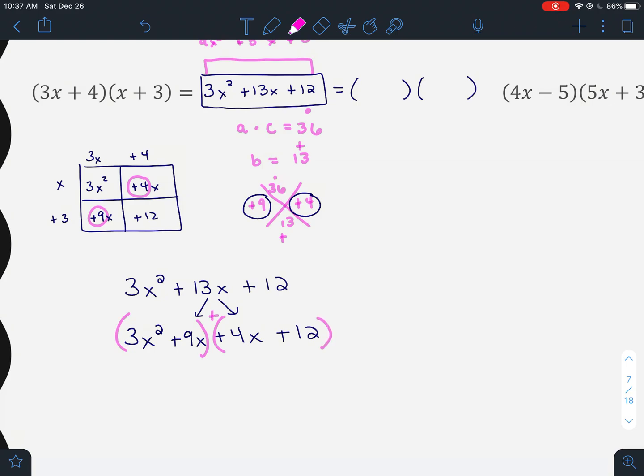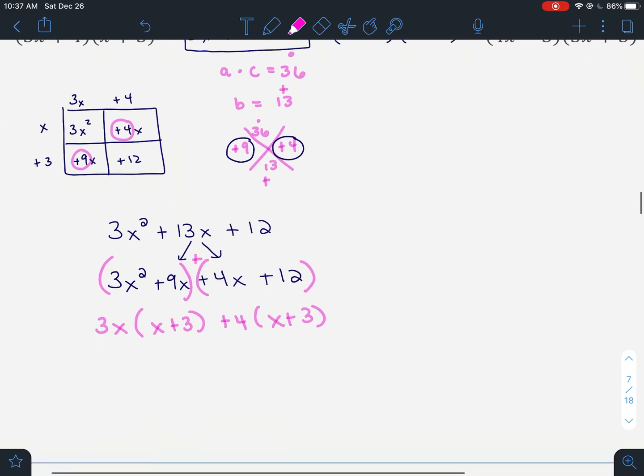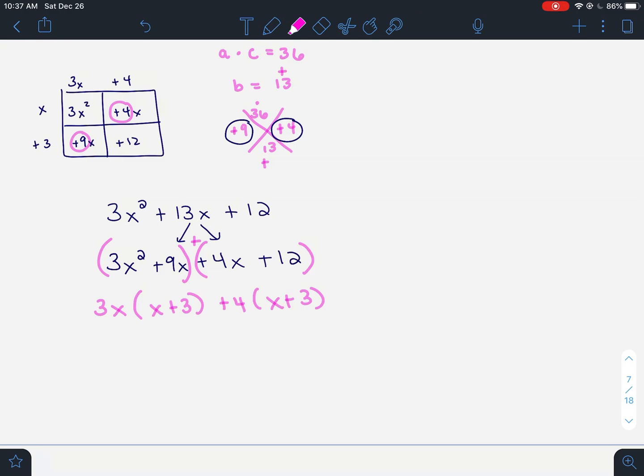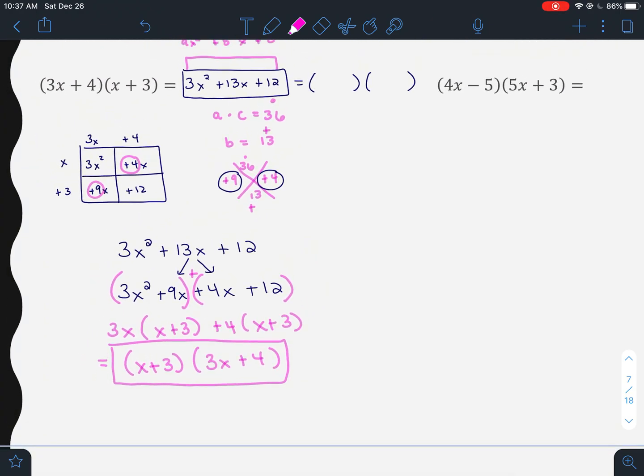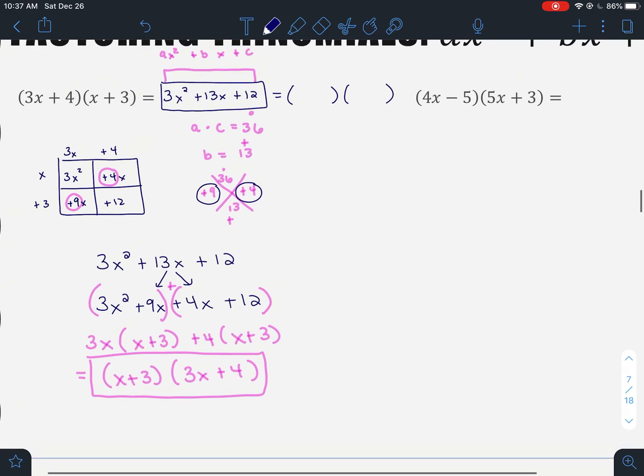So group together the first 2, group together the second 2, and put a plus sign in the middle. And so if I do this, I pull out the 3x, and then we have x plus 3. And then we can pull out the 4, and we have x plus 3. And notice those two parentheses are now the same. So you can pull out those two parentheses, x plus 3, and we're left with the 3x and the plus 4. And so if I multiplied that back out, I would get x plus 3 times 3x plus 4.